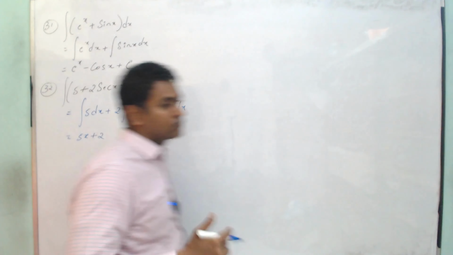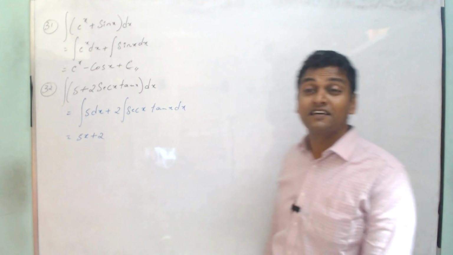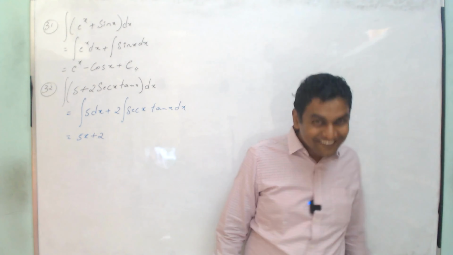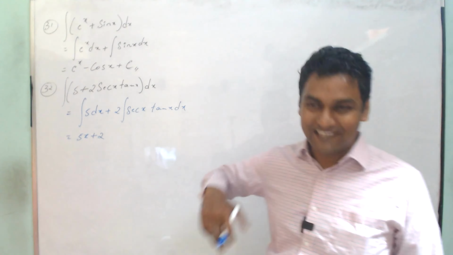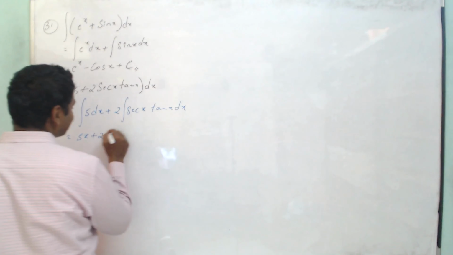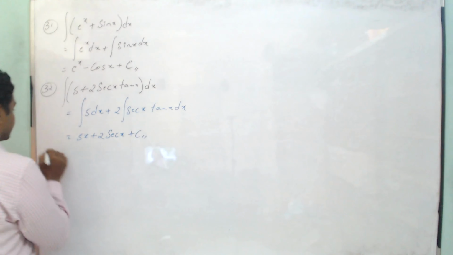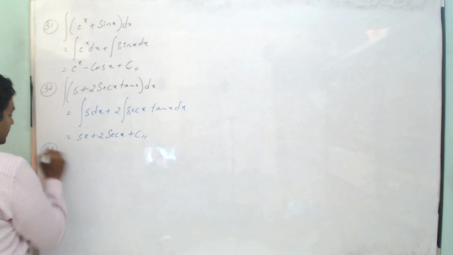What is integral of secant x tan x? Because differential of sec x is sec x tan x. So integral of sec x tan x is secant x plus c. Perfect. चलिए.